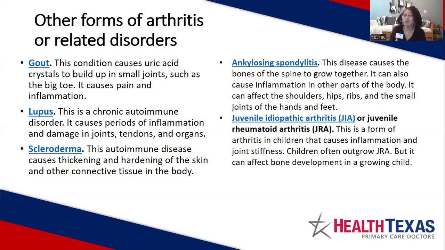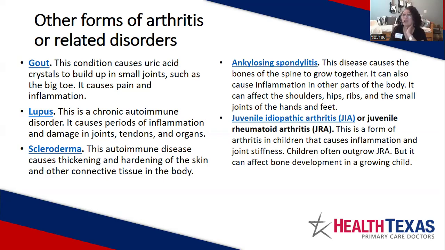Lupus is another chronic autoimmune disorder that causes periods of inflammation and damage in the joints as well, and it causes tendon and organ damage. Scleroderma is another autoimmune disease that causes thickening and hardening of the skin and other connective tissues in the body, which can lead to that same stiffness, pain, and inflammation.